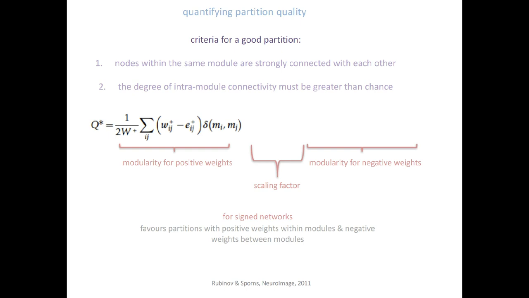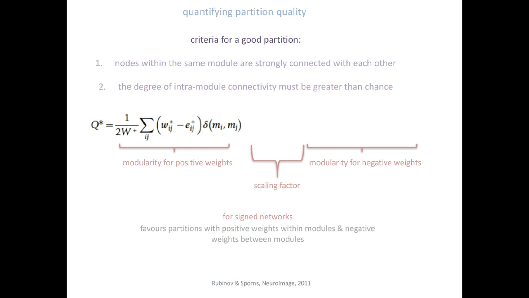This is an arbitrary scaling factor. You could choose any other scaling factor. Alternatively, you could make this completely symmetric, in which case you would just normalize by the positive weight. But this particular quality function, and the symmetric one, are both implemented in the brain connectivity toolbox.